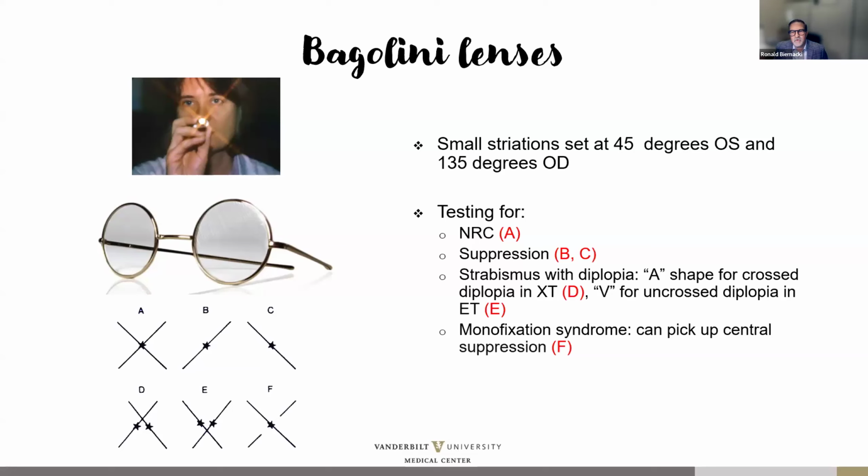If a cover test reveals no shift in the fixation, the patient has NRC, normal retinal correspondence. A single line will represent suppression. If a cover test reveals a shift, you can have harmonious ARC. And then foveal suppression scotoma with peripheral fusion, which you see in monofixation syndrome.